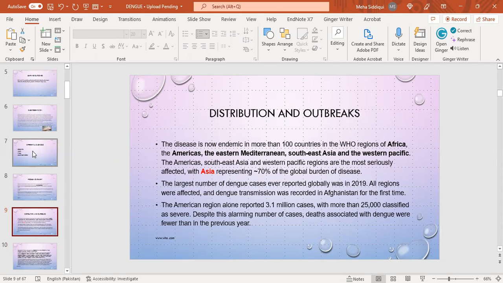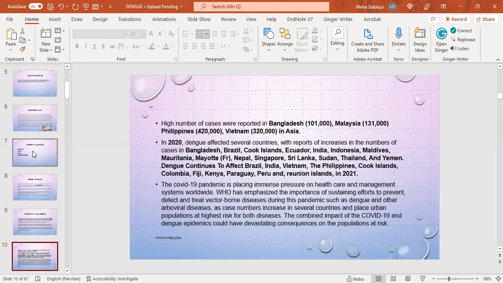All regions were affected and dengue transmission was recorded in Vietnam for the first time. The American region alone reported 3.1 million cases, with more than 25,000 classified as severe. Despite this alarming number of cases, deaths associated with dengue were fewer than the previous year. High numbers of cases were reported in Bangladesh, Malaysia, Philippines, Vietnam, and Indonesia.